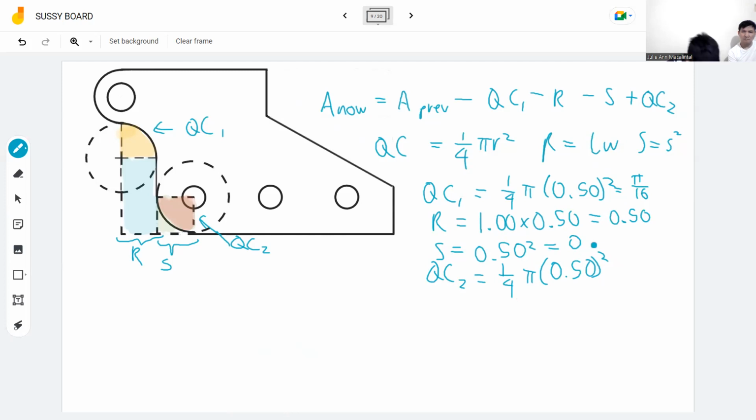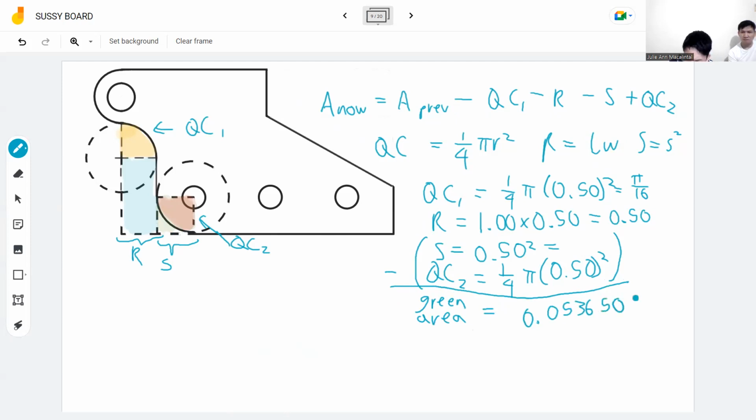I'll subtract this. So this will end up with this green area. Now to evaluate, 0.0536505.